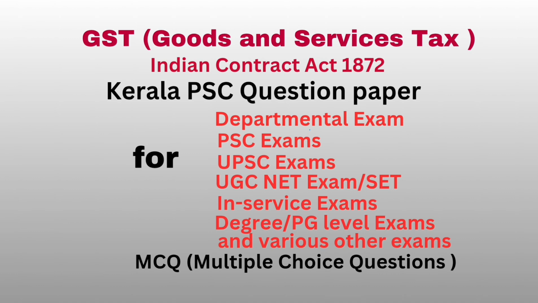Question number 90. Which section of the IGST Act deals with TDS? Answer: 20. Question 91. Which section of the GST Act deals with compulsory registration of persons who are required to deduct tax under section 51? Answer: 24 subsection 6, Roman 6.